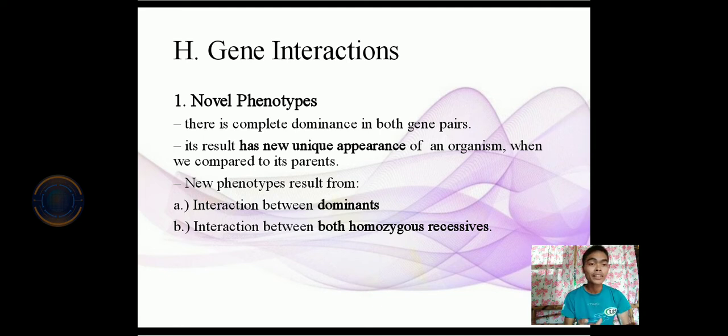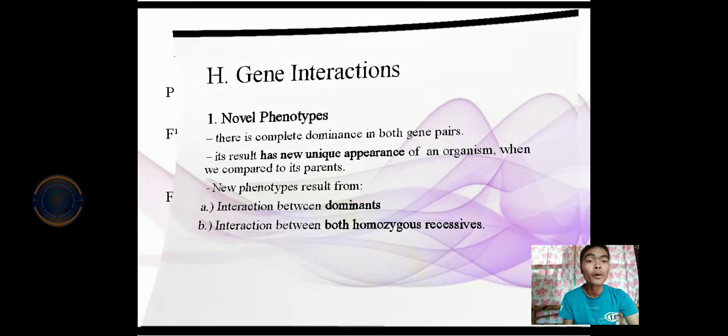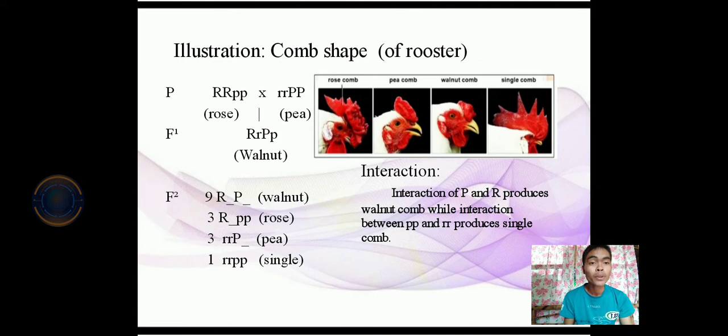Remember, there are some examples of the concept of gene interactions, the novel phenotypes. There is complete dominance in both gene pairs. It has a result of a new unique appearance. The novel phenotypes always have a new unique appearance. If the phenotypes result from interaction between dominants, or interaction between both homozygous recessives, may interaction sa dominante, may interaction sa homozygous recessives. Example, the comb shape of a rooster.